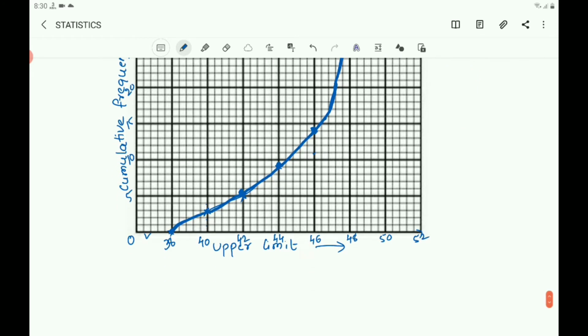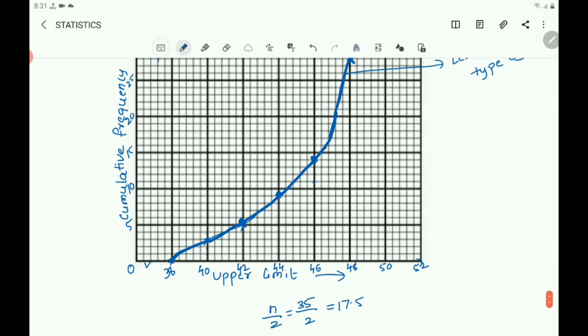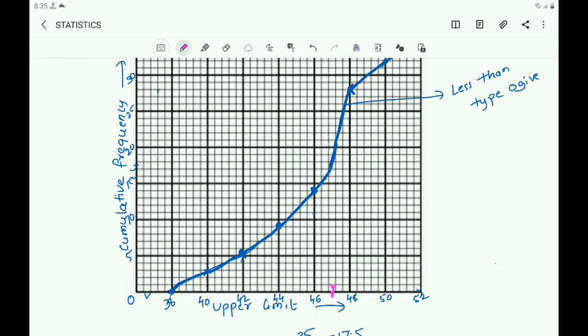Now you take n here. N is how much? 35. N by 2 equals 35 by 2. We will get 17.5. Locate 17.5 on the y-axis. Here this is 15, 16, 17 and it is 17.5. From this point, draw a line parallel to the x-axis, cutting the curve at a point. From that point, draw a perpendicular to the x-axis. The point of intersection of this perpendicular with the x-axis determines the median of the given data.